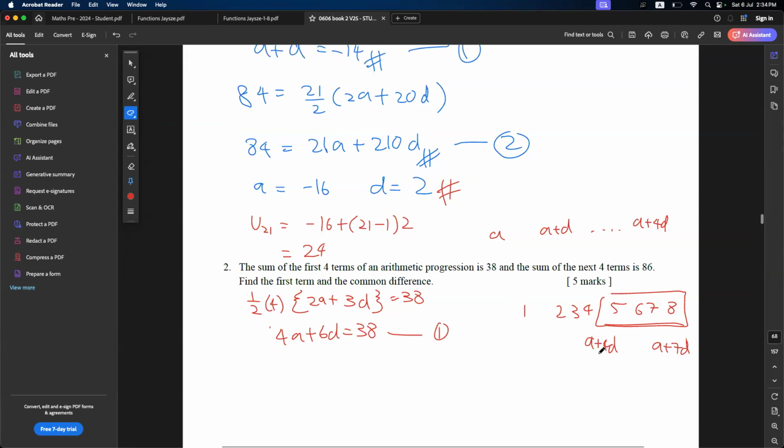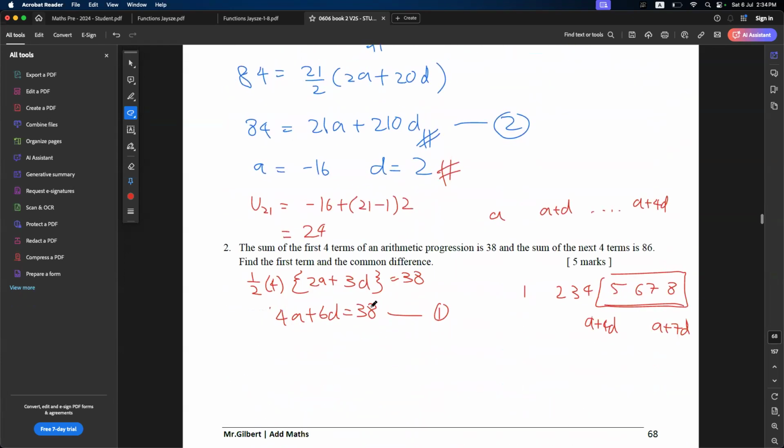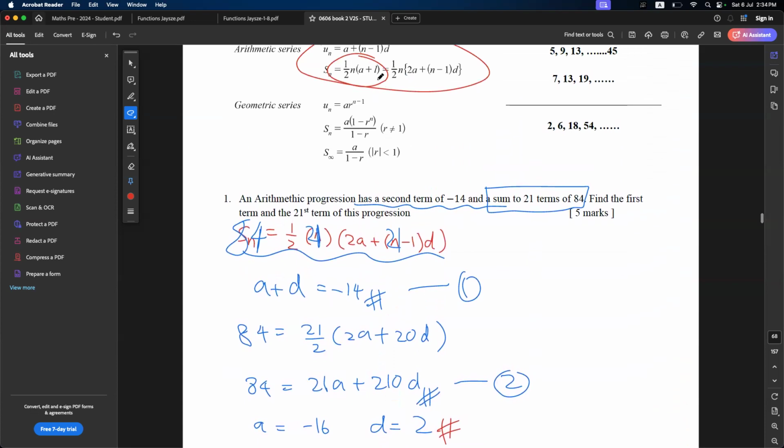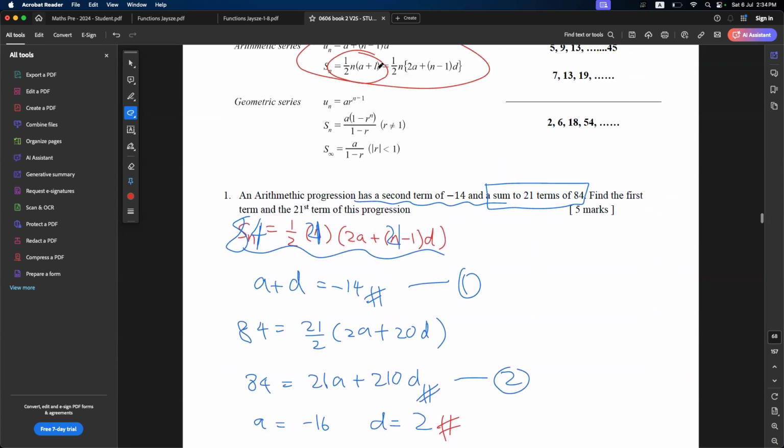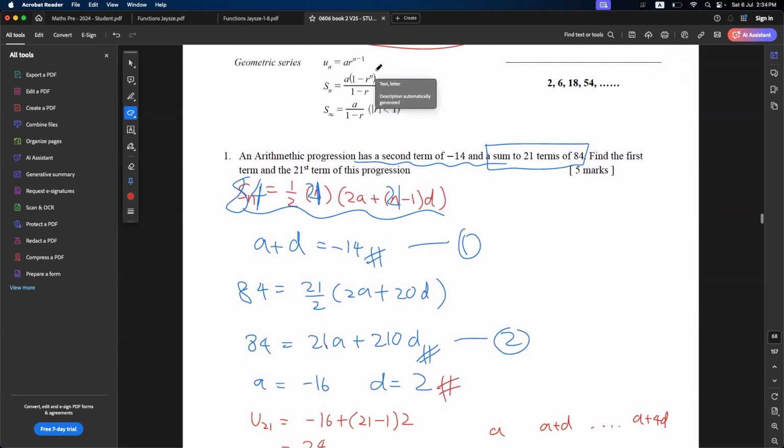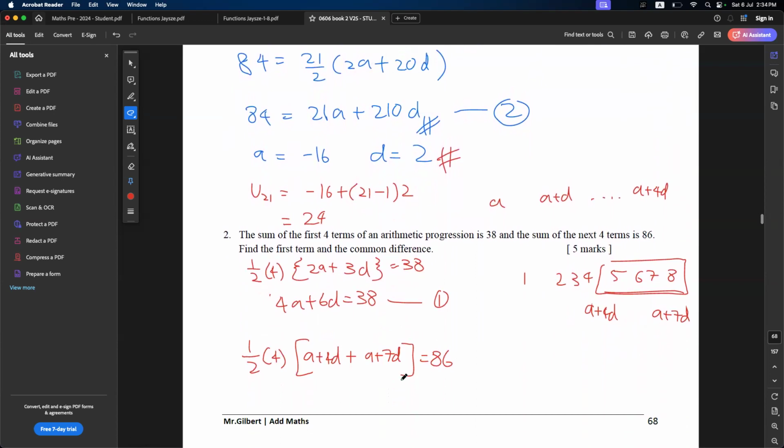Makes sense, right? So from here, I can just use this formula: 1 over 2 times 4, because there's 4 terms, with the first term being A plus 4D, and the last term being A plus 7D. This is equal to 86. Does this make sense to you? I'm using this formula for the 5th term and the 8th term. And now I have my unknowns already, and if I simplify further, I can get my answer. Over here is 2, inside here is 2A plus 11D, 86 divided by 2 is 43. This is my second equation, right?